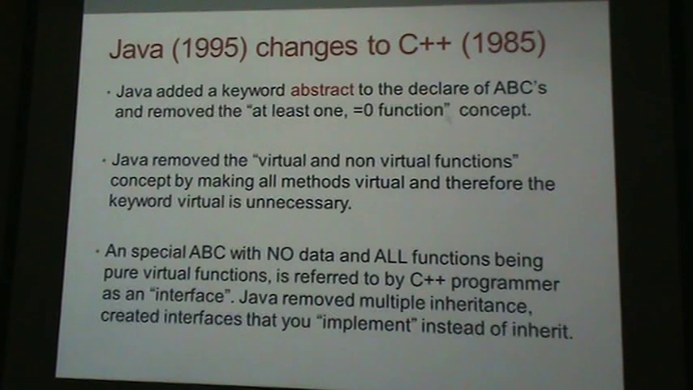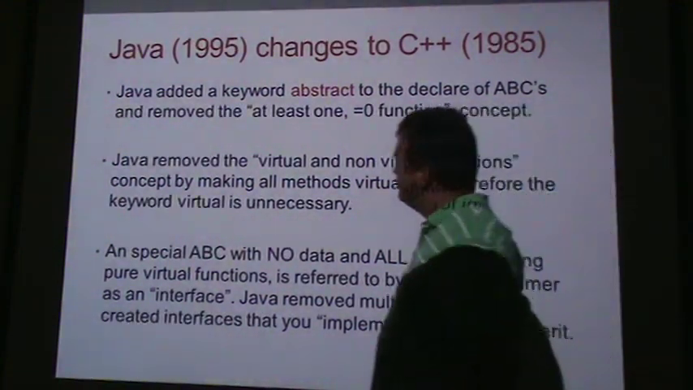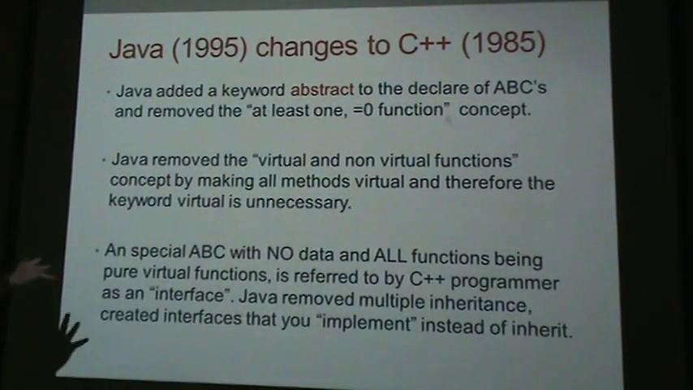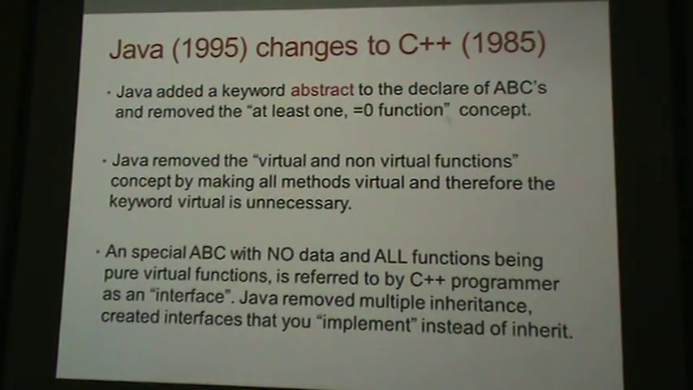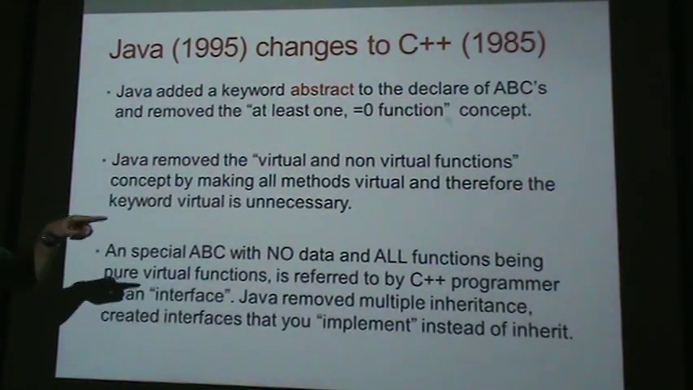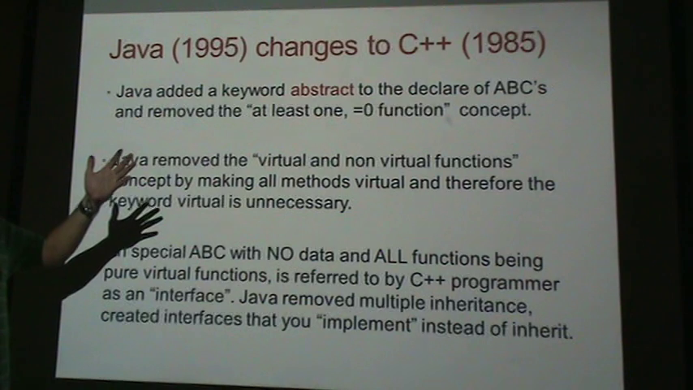So it seems like there's a lot more freedom in C++. I guess so. So the difference, as far as the topics we've talked about tonight, is that Java added the keyword abstract, which kind of makes perfect sense.